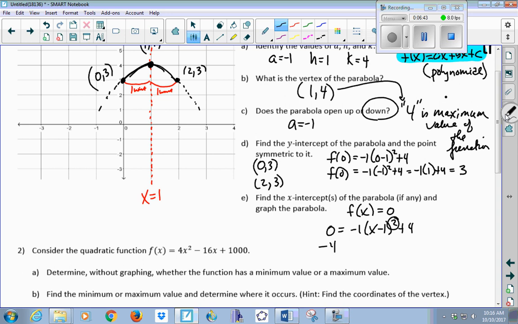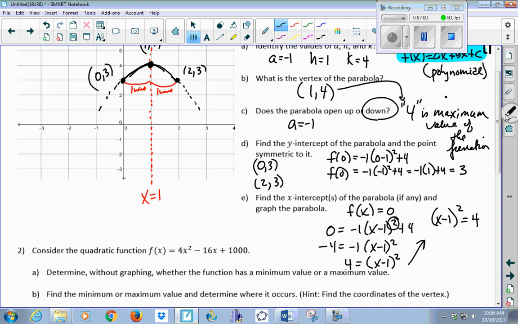So I'm going to subtract 4 from both sides as my first step. And now I'm going to divide both sides by -1, which gives me 4 equals (x minus 1) squared. Let's move this right up here. (x minus 1) squared equals 4.